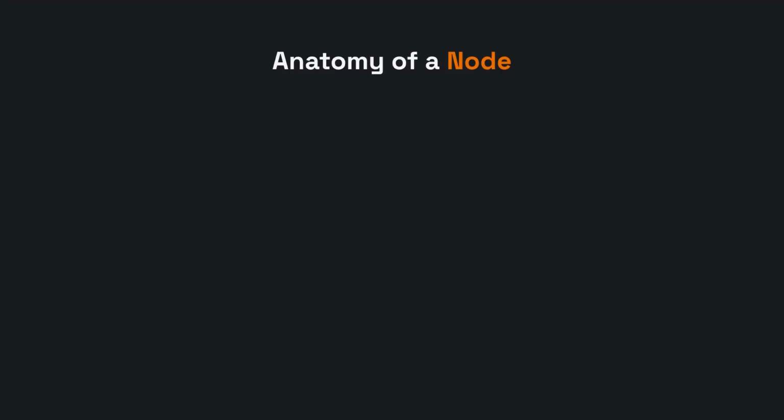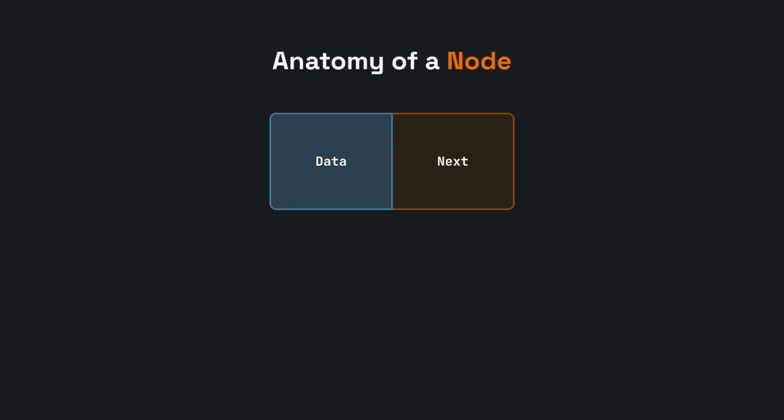Because the data is scattered, we can't rely on indexes anymore. Instead, we wrap our data inside an object called a node. Every node must contain two things. First, the data you actually want to store. Second, a pointer or a reference. This tells the computer exactly where the next node lives in memory. Without this pointer, the rest of your data would be lost forever.